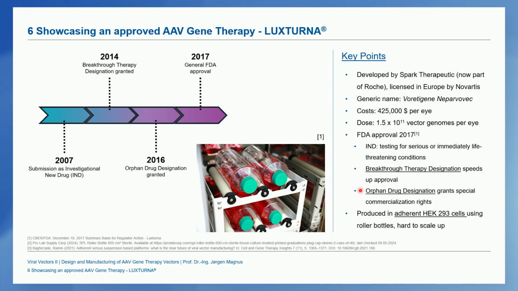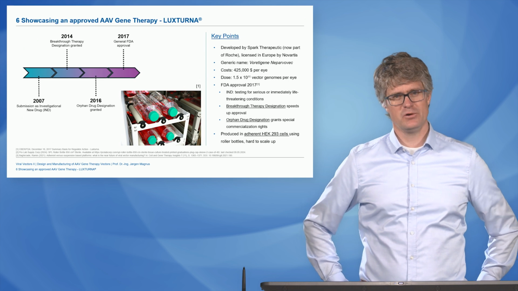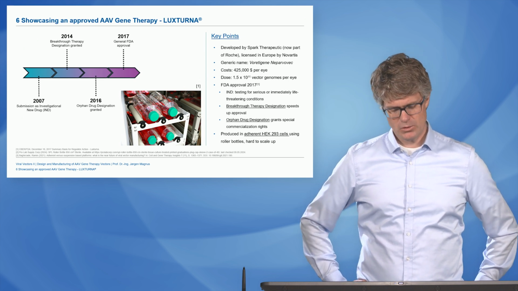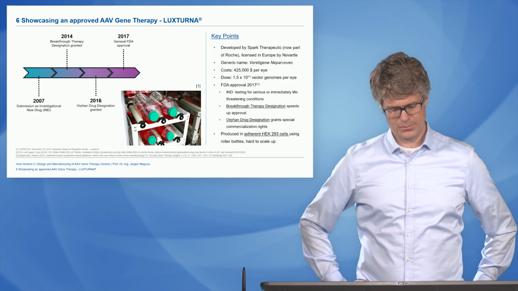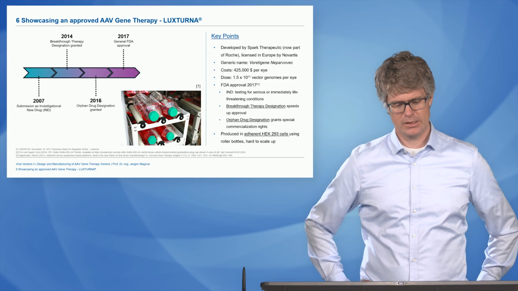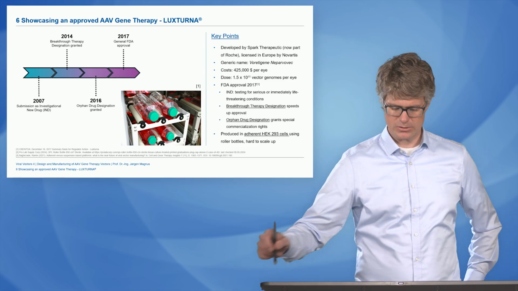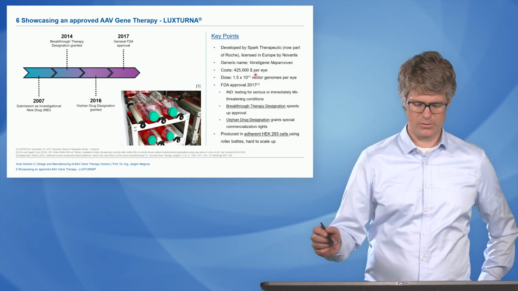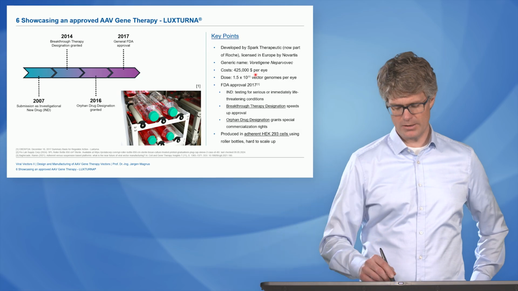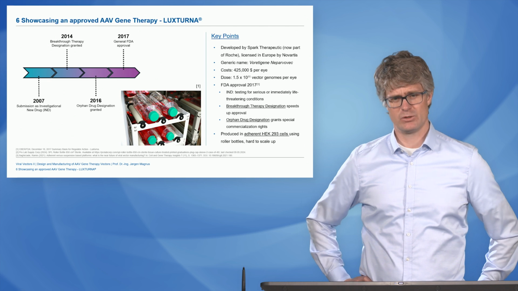And interestingly, they actually use adherent cell culture because they use roller bottles to produce it. And that seems to some people like an ancient technology, and that roller bottles isn't really state of the art anymore. But in this case, since you need so little material for treating this eye disease, because you're only applying it to the eyes, so a very small volume is needed, and only here you see the dosage is 1.5 times 10 to the power 11. That's all you need per eye. It's okay to produce it in roller bottles because you don't really need that much material.